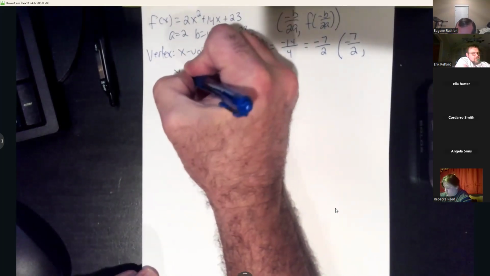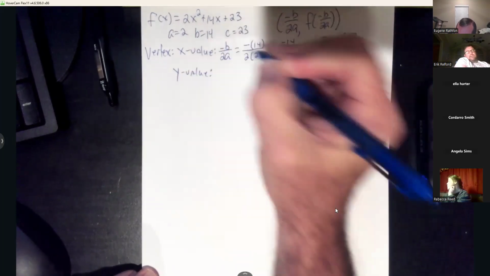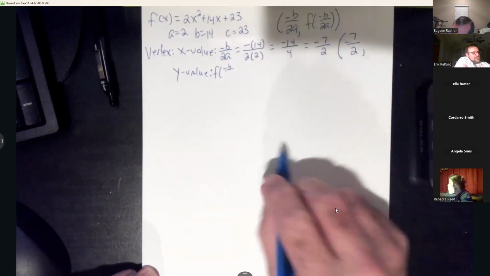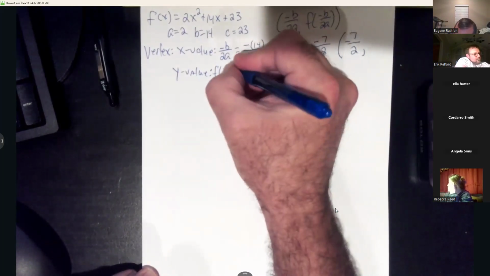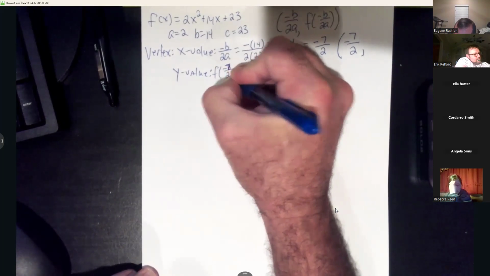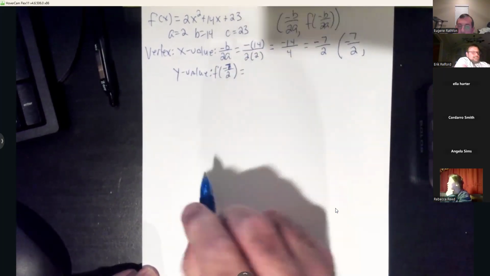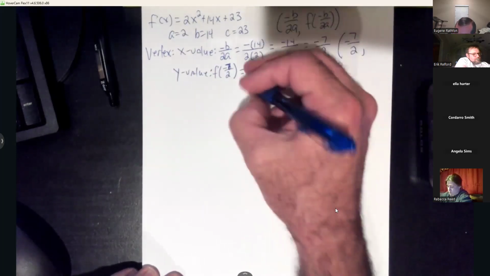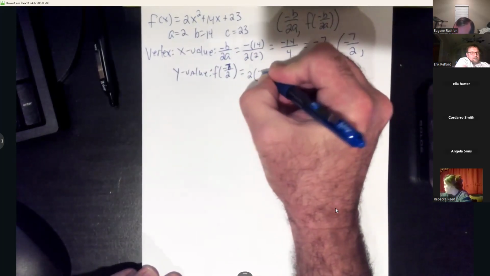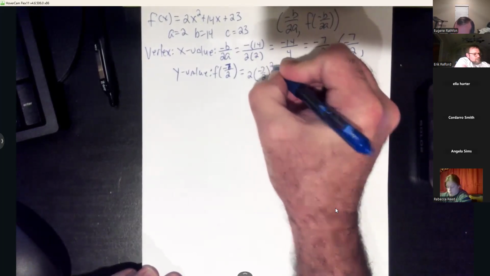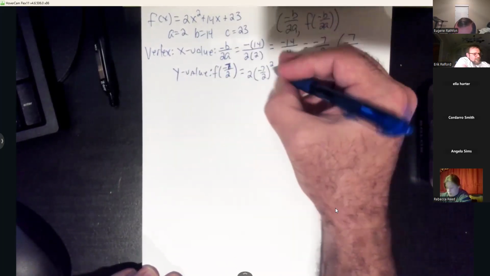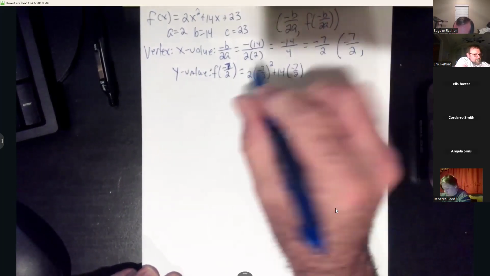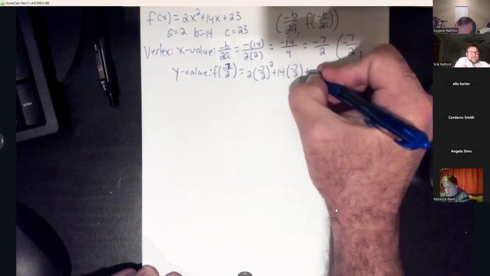All right, so I got the y value. That's going to be f of negative b over 2a. Whoops, which would be what? Negative 7 halves for us. So it's going to be f of negative 7 halves. So that's going to be 2 times negative 7 halves squared plus 14 times my negative 7 halves and then plus 23.